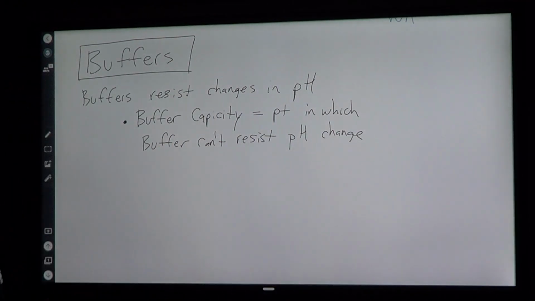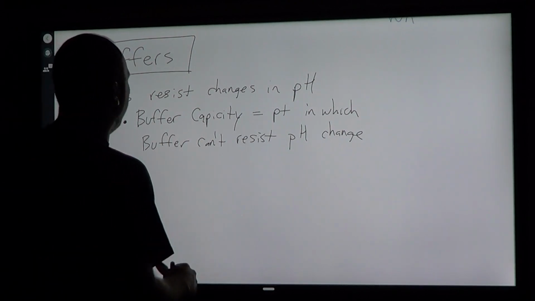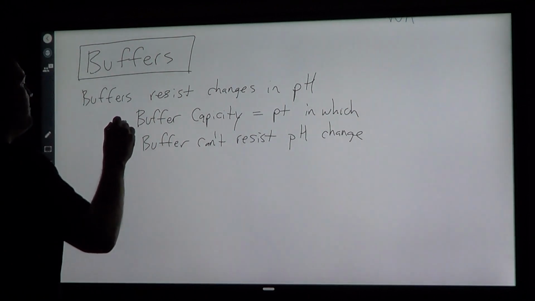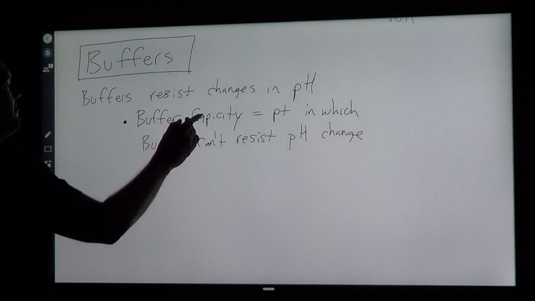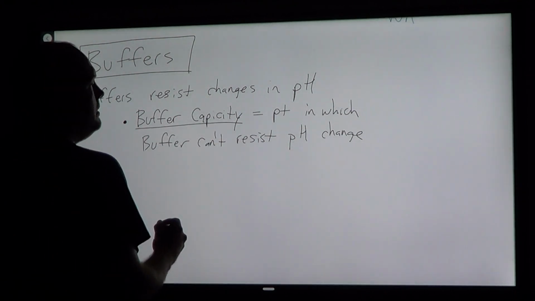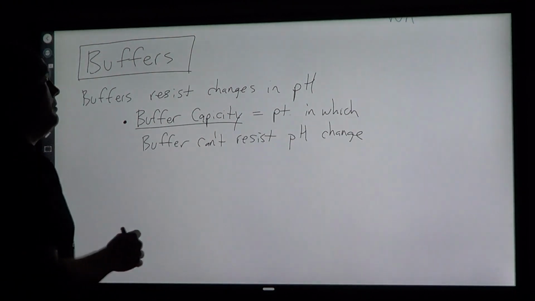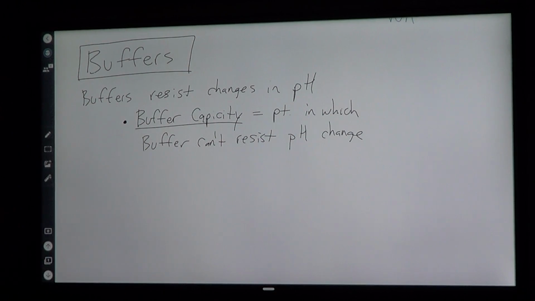There's a lot of complicated math on how to do it. We don't need to do it in high school. You will learn how to do it when you take UChem next year or when you go to college. Okay? But for high school chemistry, you just need to know buffers resist changes in pH, and the buffer capacity is the point in which the buffer cannot resist pH change anymore. Okay? So you're able to add a certain amount of acid before the buffer runs out, or you're able to add a certain amount of base before the buffer runs out.